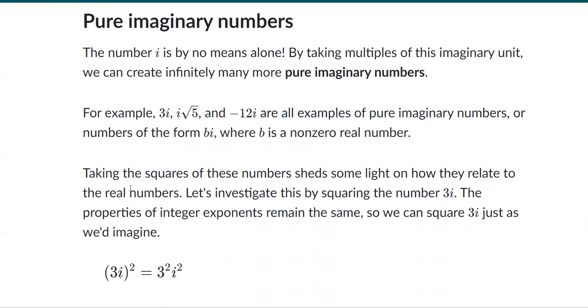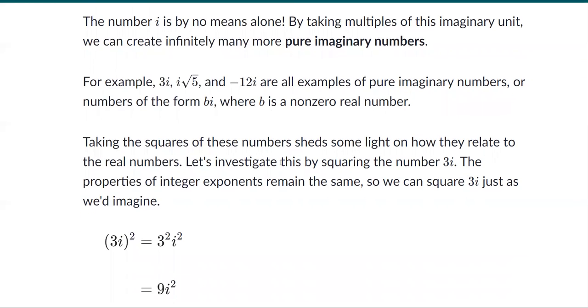Pure imaginary numbers. The number i is by no means alone. By taking multiples of this imaginary unit, we can create infinitely many more pure imaginary numbers. For example, 3i, i root 5, and -12i are all examples of pure imaginary numbers, or numbers of the form bi, where b is a non-zero real number.